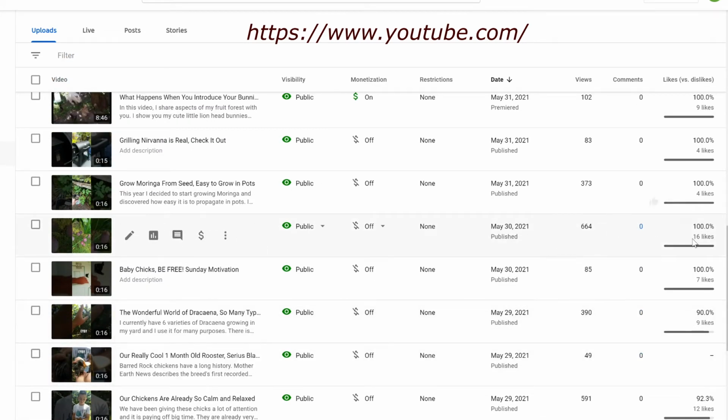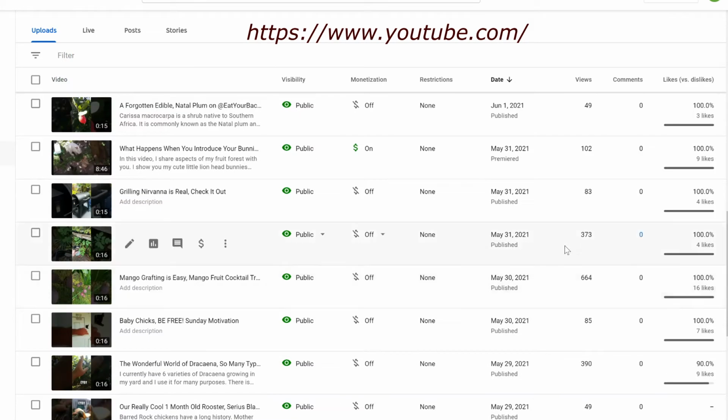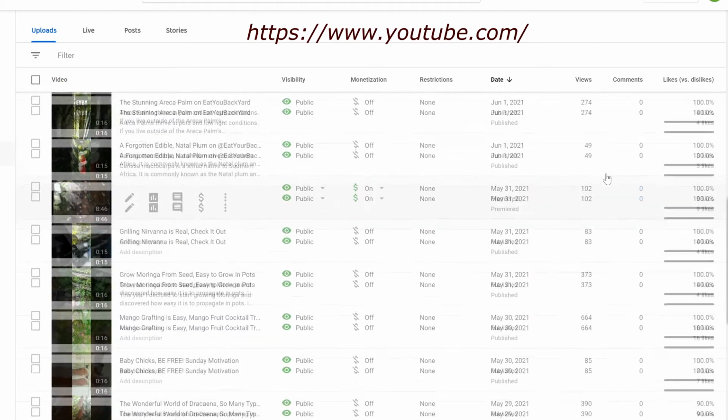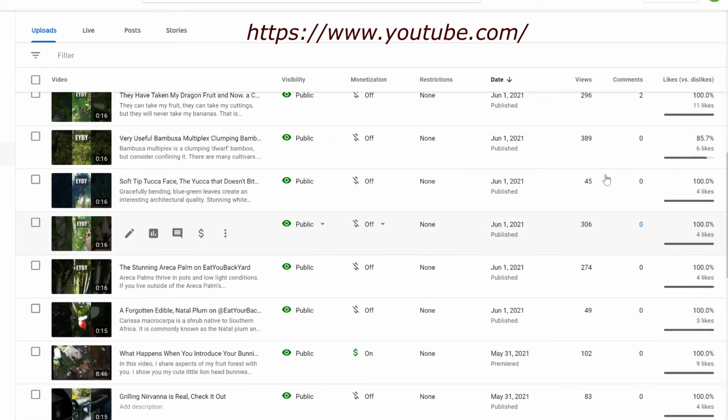Mango grafting, 16 likes. I'm guessing people found that one useful because I'm talking about something they could try. Maybe they're looking on Google for how to graft and they find this and it gives them a little bit of a spark to go forward.